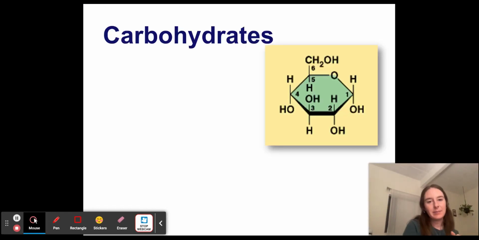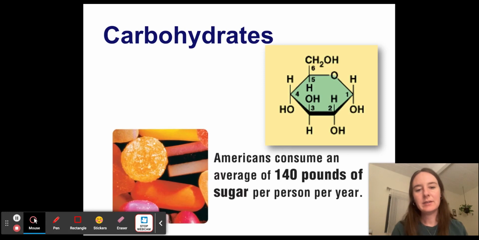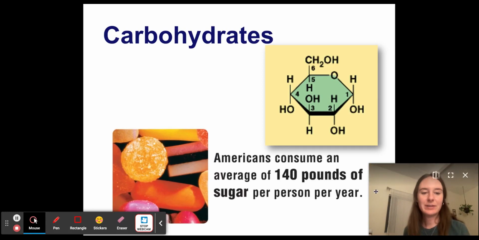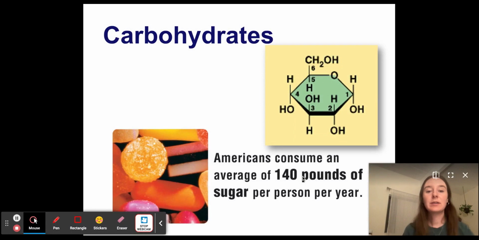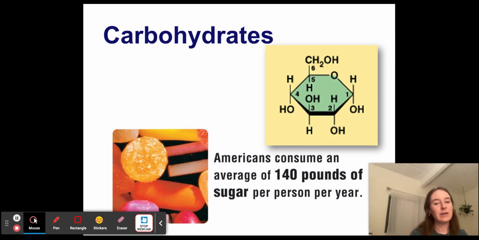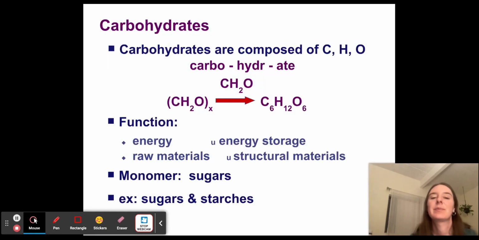So our next macromolecule that we're going to be discussing, found in living organisms, are carbohydrates. And just a fun fact, carbohydrates is a fancy word for sugar. We're going to learn that carbohydrates are made up of sugar. That's the monomer of a carbohydrate. And Americans consume an average of 140 pounds of sugar per person per year, which is an interesting fact.